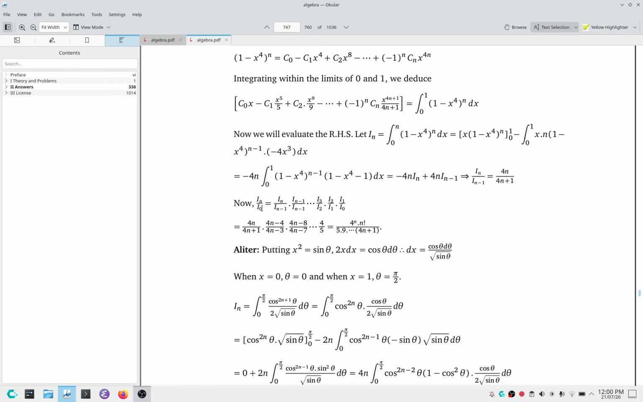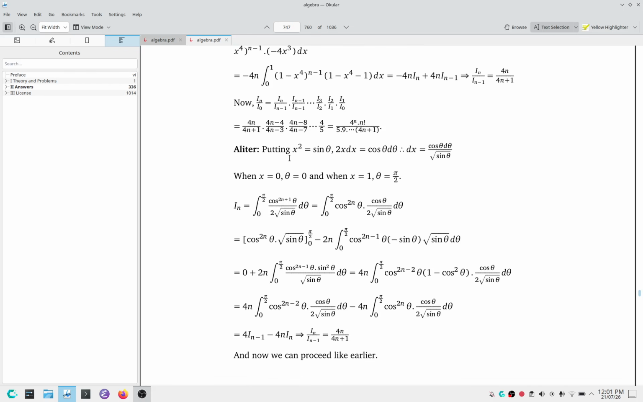So In upon I0 becomes eventually In by In minus 1 times In minus 1 upon In minus 2 and so on up to I1 upon I0. So you substitute the values, you get it equal to 4 to the power n times n factorial upon 5 times 9 up to 4n plus 1.